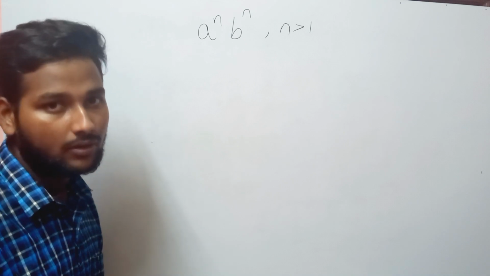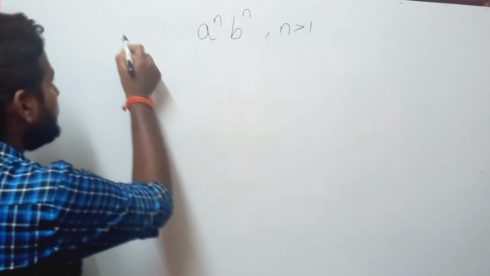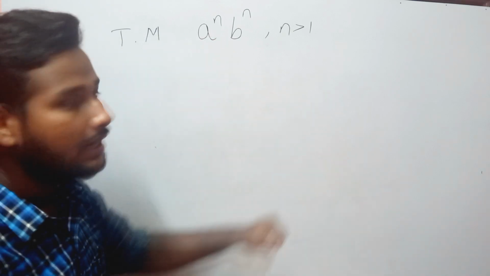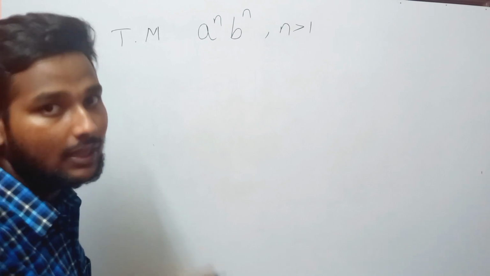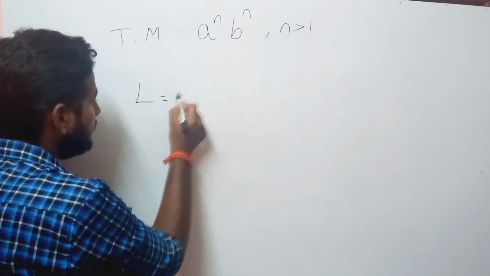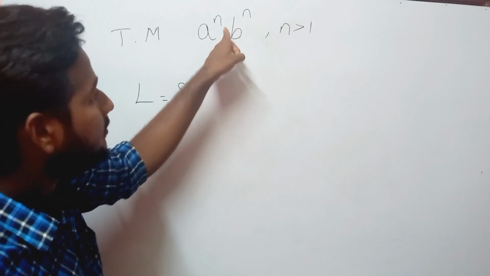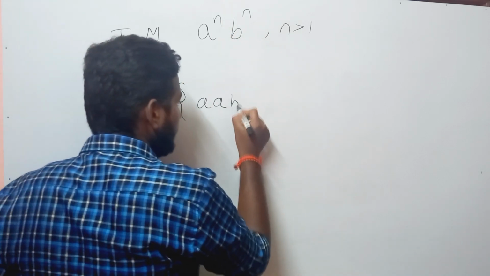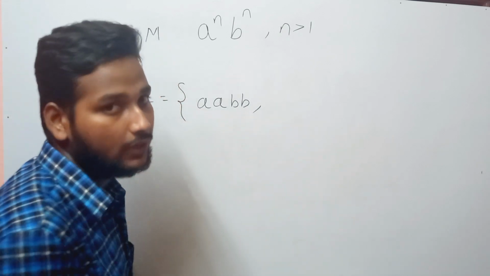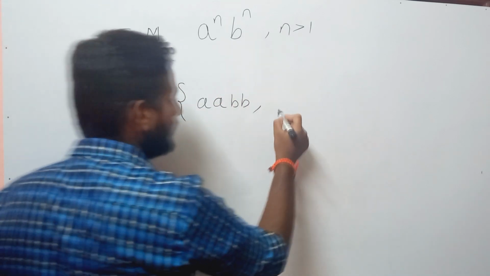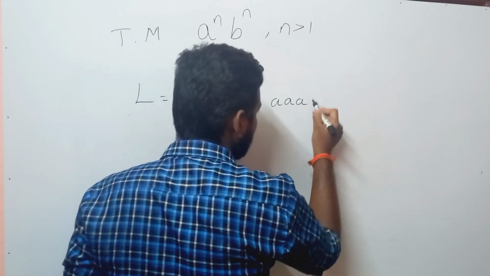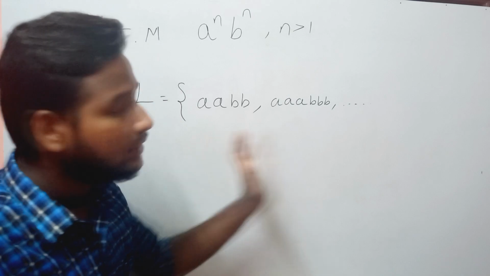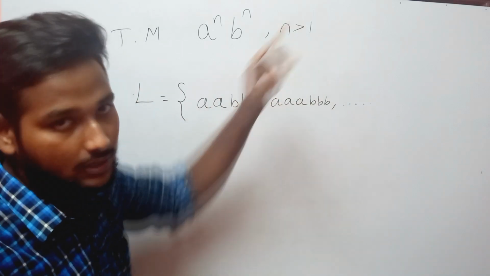In this example, construct a Turing machine for a^n b^n, where n is greater than 1. For this, we need to write the language first, which means if we place n as 2, we get the string AABB. If we take n as 3, we get the string AAABBB. We can get an infinite number of these strings based on the n value.